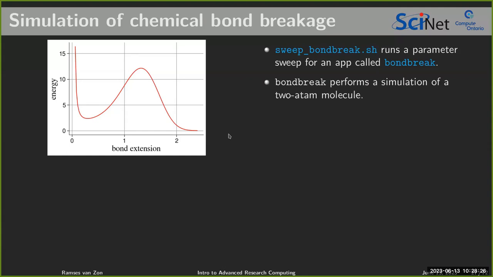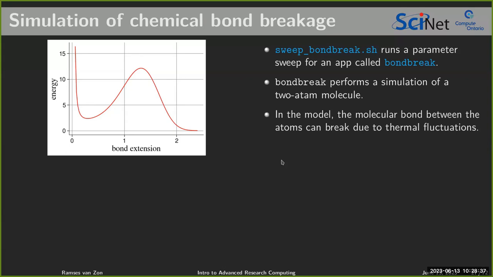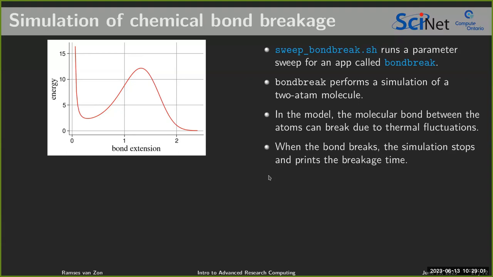The question that it is trying to answer is, if we start with a bond extension that is bonded, how long does it take before the bond breaks? And it will eventually have to break because the energy is lower when it's unbroken. But the only way it can break is by jiggling around. So we imagine this molecule to be in a solution where there's thermal fluctuations, and so by thermal fluctuations of its extent, it will eventually be able to go over this. How long does it take? So it's a question of what is the breakage time to get out of that.